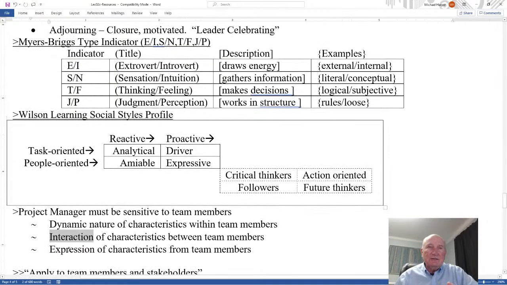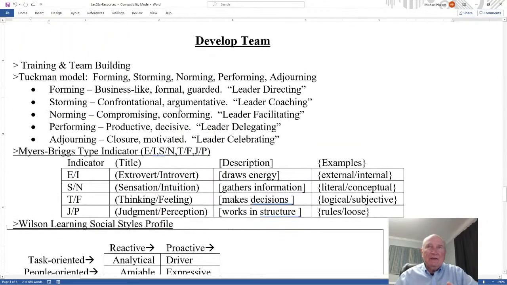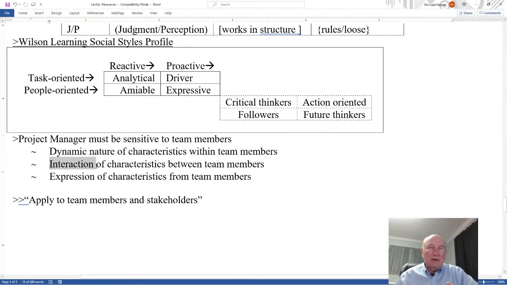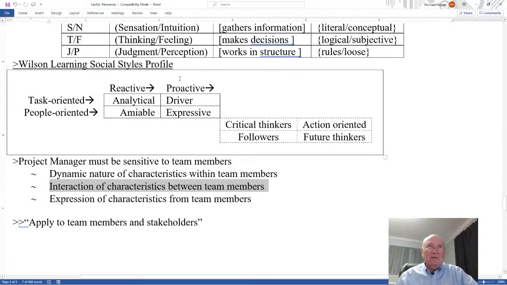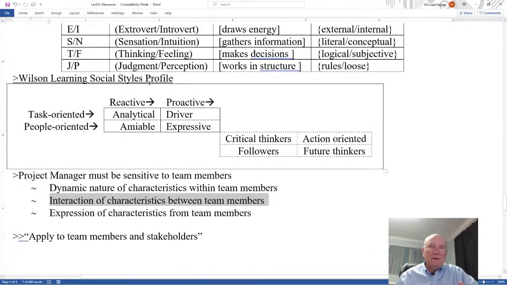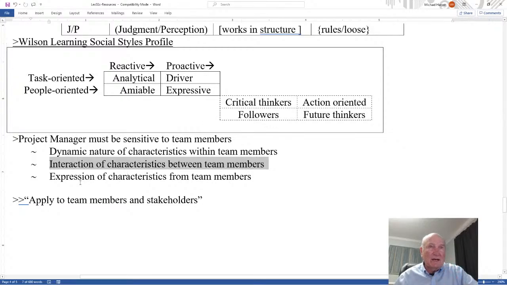Sometimes the interaction is going to be here, the norming, facilitating, or maybe even performing. And so the interaction of the project manager with these Wilson styles is between the team members, to make sure that they come together and norm and perform productively within time. And finally, expression of characteristics from the team members.